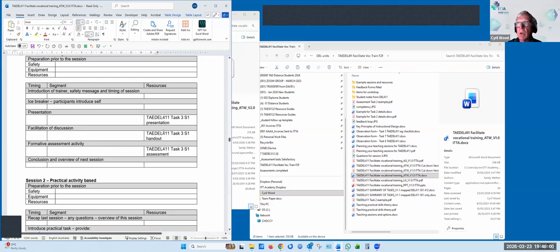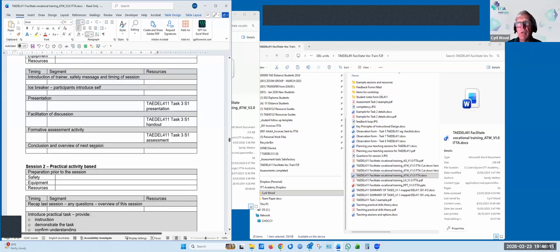And it tells you what resources you need. Task 3, session 1, you need a presentation. Task 3, session 1, you need a handout. Task 3, session 1, you need the assessment, a set of knowledge questions. And then conclusion and overview of next session is where you write in what the next session is about, very briefly, and then a wrap up and get some feedback.